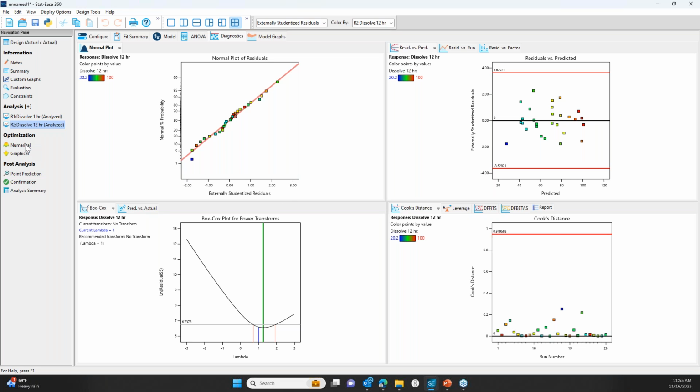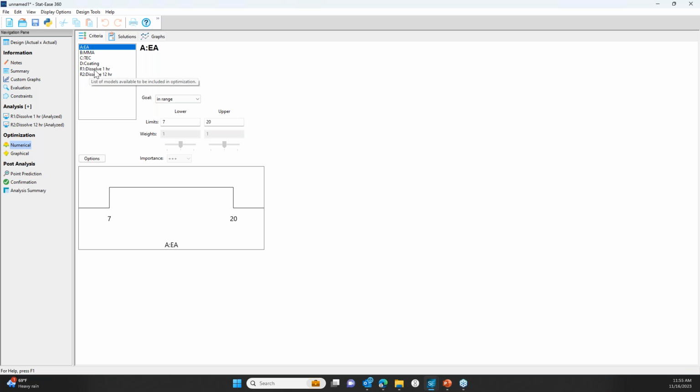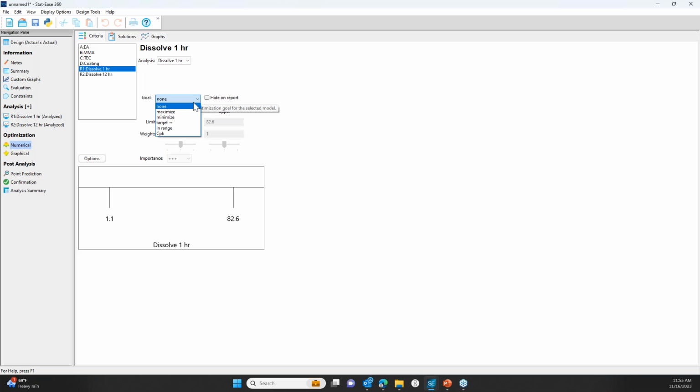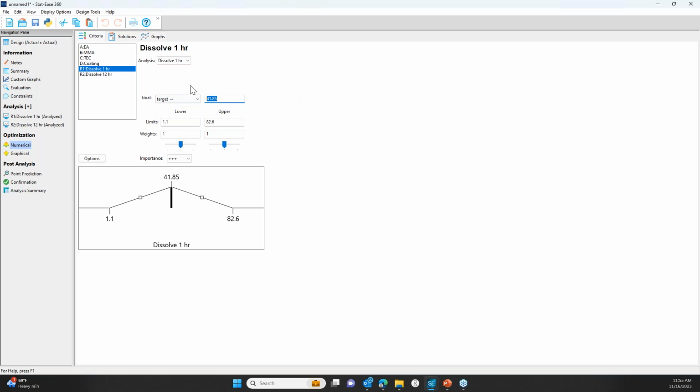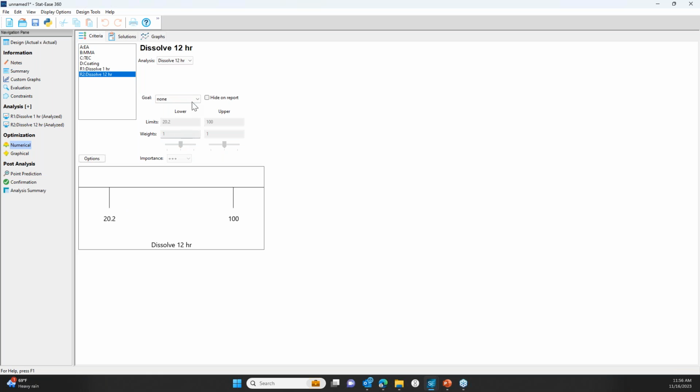So let's go ahead and use numeric optimization. And I have some goals here. So I want a certain amount dissolved in 1 hour. I'm going to target, what do we say? We want to target 20% dissolved in 1 hour. But I'm going to give it a little flexibility to go as low as 10 and as high as 30. Okay, so as long as it's in that range, I'll at least deem it suitable for consideration. The 12-hour, we had a goal. We want to target, in this case, 90. And we're going to go from 80 to 100, right? So as long as it's in that range, we'll be okay.